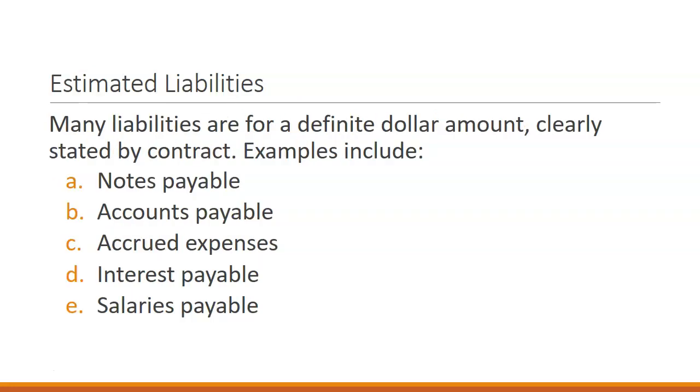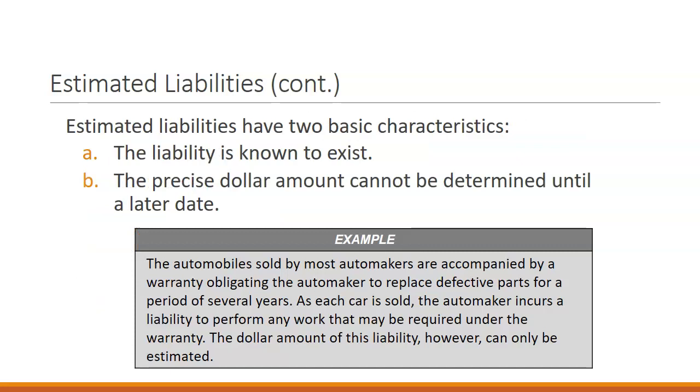We have many estimated liabilities. Some of those examples include notes payable, accounts payable, accrued expenses, interest payable, and salaries payable. Estimated liabilities have two basic characteristics. One, that we know the liability exists, and two, we can't determine the precise dollar amount until a later date. Some of these would be like a warranty liability, as this example talks about.